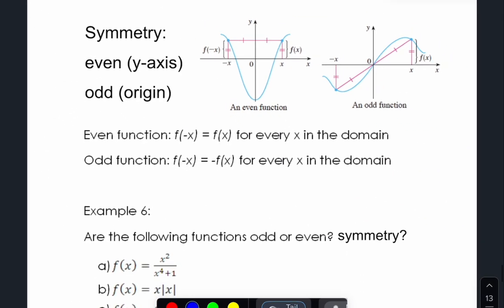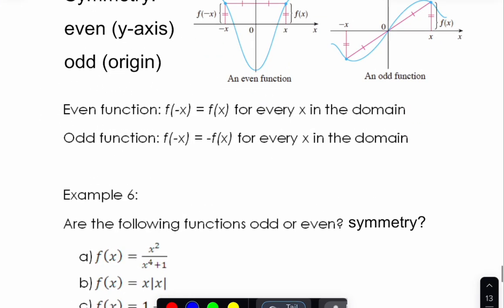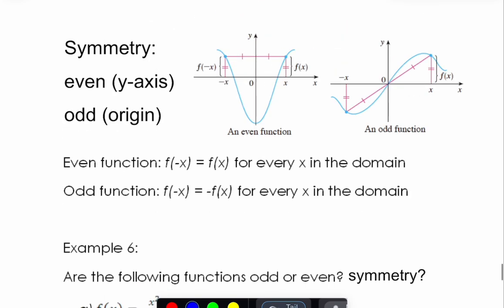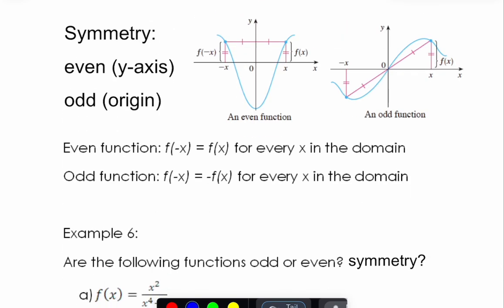Okay. Some things about symmetry that I want to talk about. Last year we talked about symmetry. Please remember that an even function has y-axis symmetry. This is an example of an even function. We could fold it across the y-axis and it folds to a perfect match on both sides.